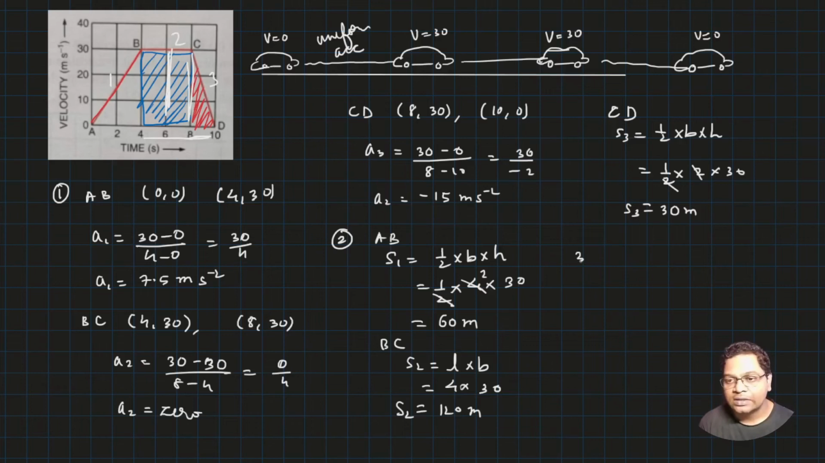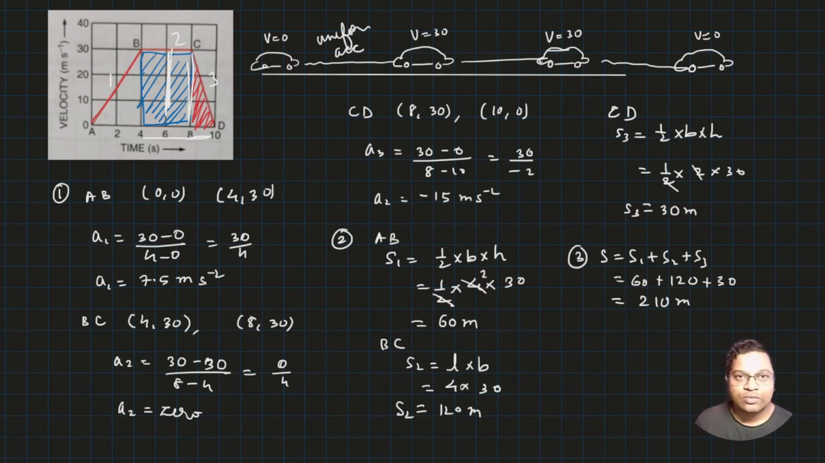Then the final part, they are asking us for the total distance. So that will be S1 plus S2 and S3, 60, 120, and 30. So that will be 210 meters. Let's move to the next question.